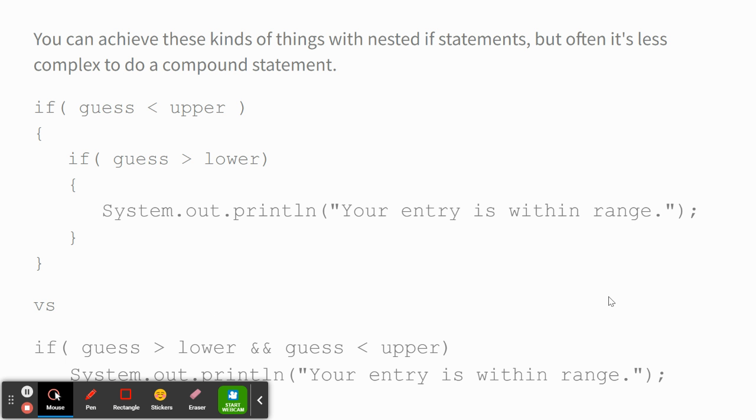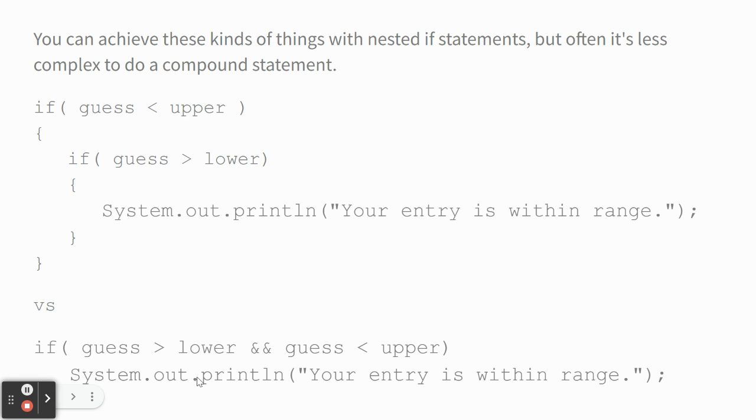You can do this sort of thing by nesting if statements. So check this out. Here's one. If guess less than upper, and then inside of that if, I've got if guess greater than lower, then it can say it's within range. Like that's one way to do it. Certainly that's not wrong. You have a lot of curly brackets, but compare that with this one down here. It's just two lines of code. If guess greater than lower and guess less than upper. It's a little easier to process with this example.